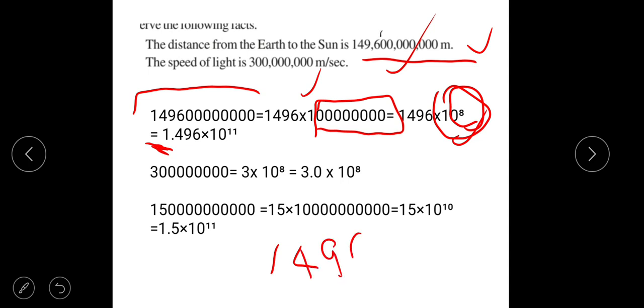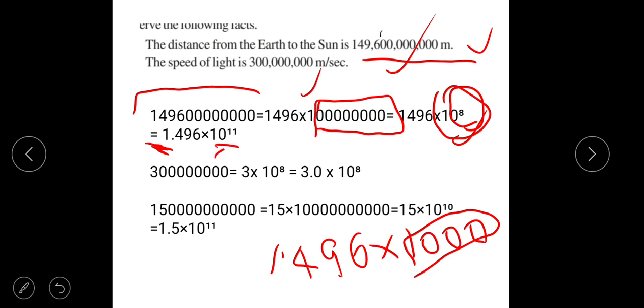Here 1496 can be written, if you are putting the point here at the place of 1, okay, so here 1000 comes extra. 1000 means what? 10 raised to 3. So that 10 raised to 3, that means a 3 comes extra.